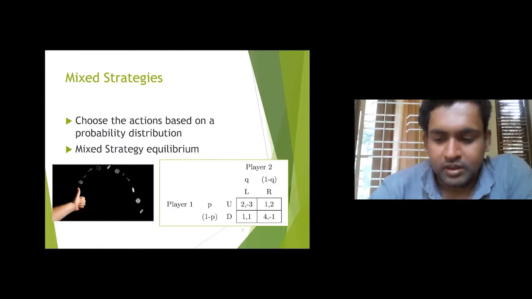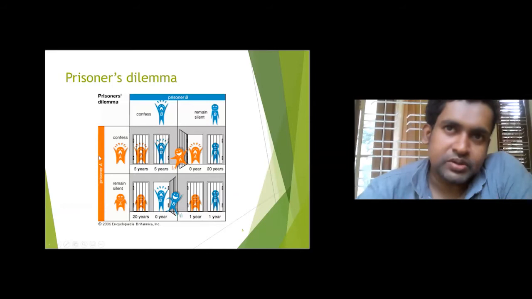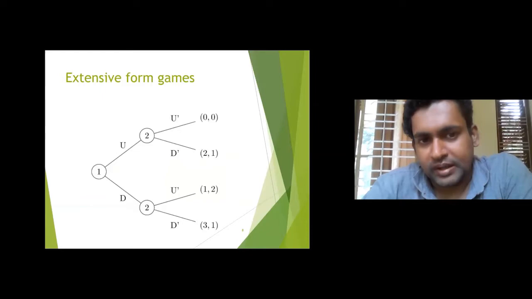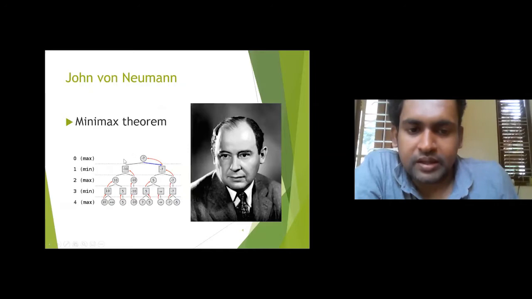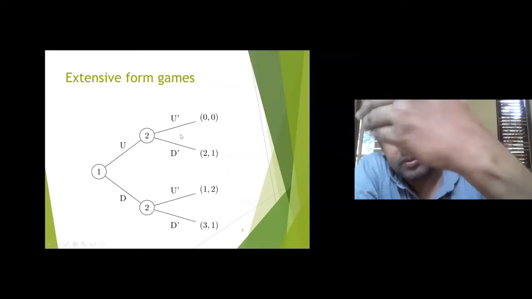And there's another extension of this. In the prisoner's dilemma, you don't really consider time, because you don't really know when the other party is going to make the decision. So that's called a normal form game. And there's something called extensive form games, where you have a time sequence. Even in minimax, you have one player taking a decision, then only the other player takes a decision. Those are called extensive form games, where you have a game tree or a time sequence.